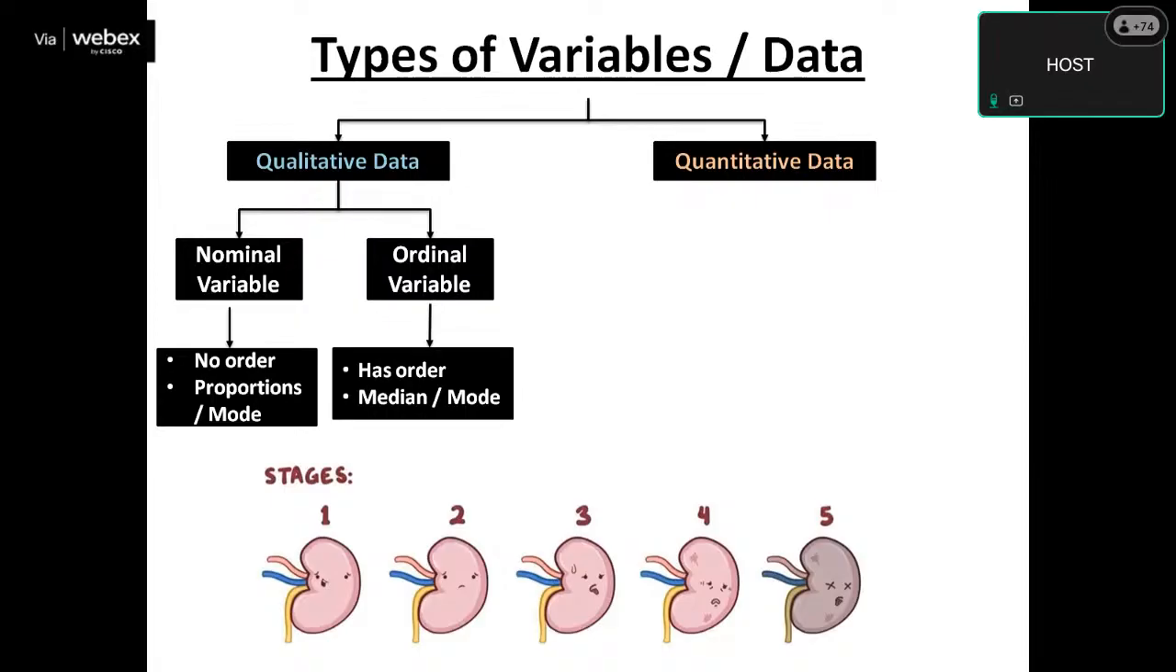Here we have some logical order. For example, the stages of chronic kidney disease: stage 1, 2, 3, 4, 5. So we can arrange it in a logical order, and we can find out the middle value, that is the median.